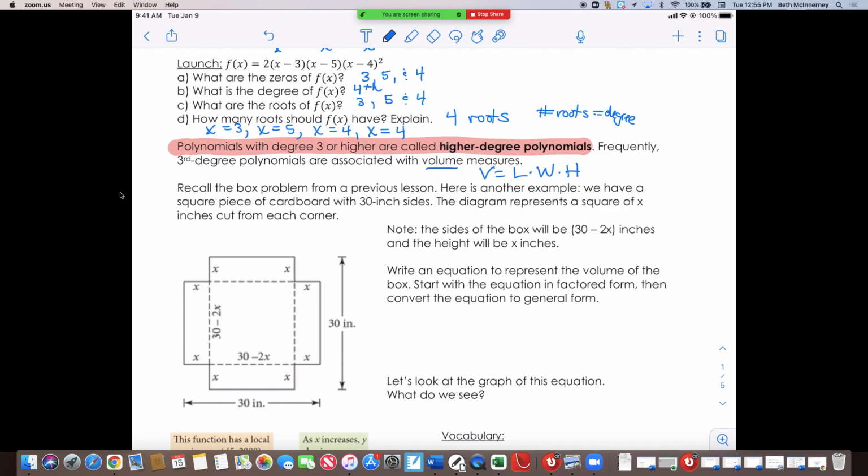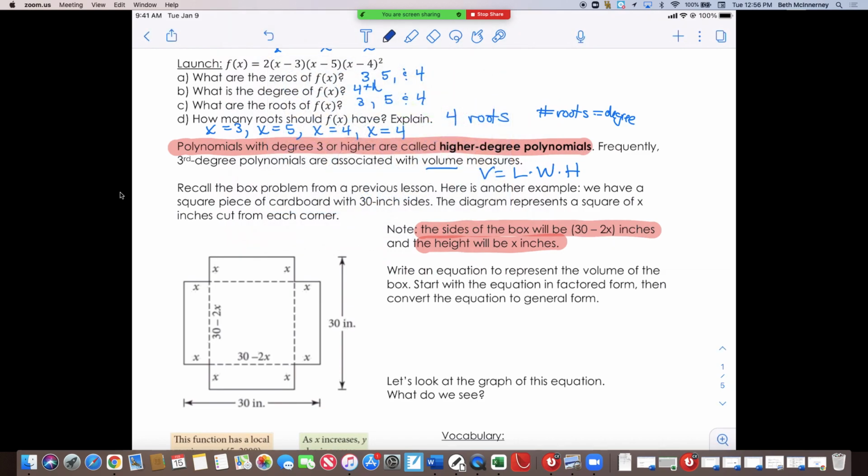Here's a new example of a box. If we had a square piece of cardboard that is 30 inches by 30 inches, so it's a square, 30 by 30, the diagram shows if I cut a square of X inches from each corner, what I want you to notice, and let's use our highlighter, the sides would be 30 minus 2x, and the height would be X inches, because I'm folding it up. Remember this? So this time it would be a square, but I folded it up X inches. So that is, in fact, my height.